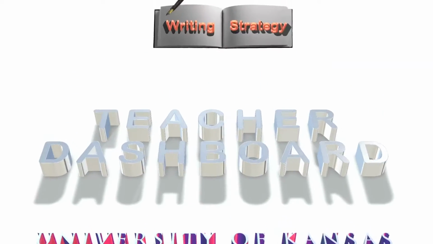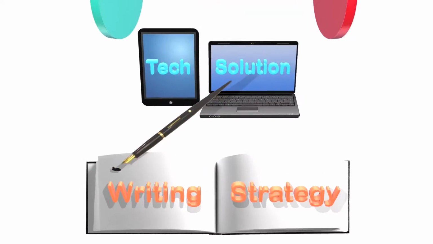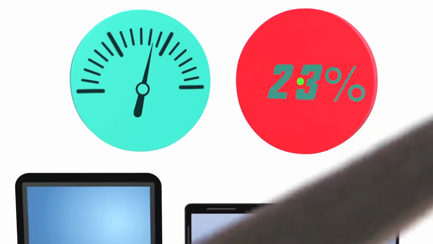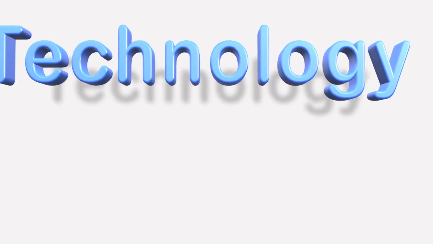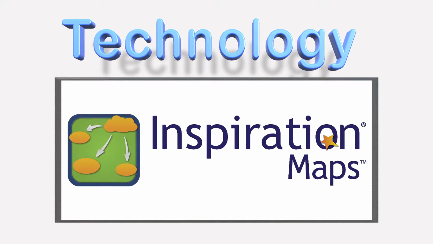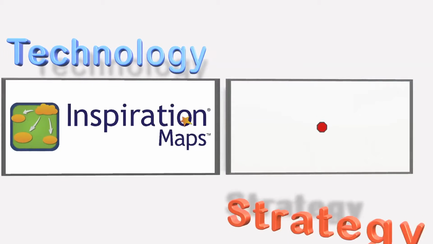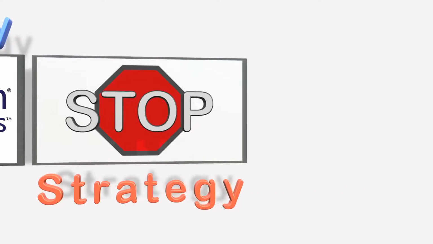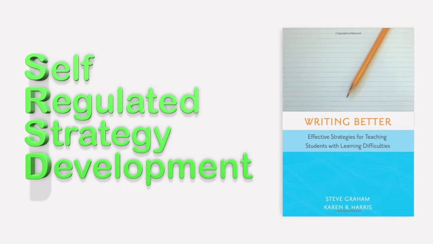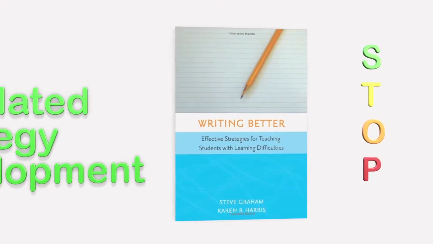Here, we try to connect effective writing strategies with technology solutions to improve the efficiency and effectiveness of writing for all learners, especially those with disabilities. Today, we'll focus in on an app called Inspiration, how it supports interactive graphic organizers, and a writing strategy called STOP. STOP is a strategy used frequently with the Self-Regulated Strategy Development, or SRSD model by Stephen Graham and Karen Harris. STOP is an acronym and has 4 basic elements.